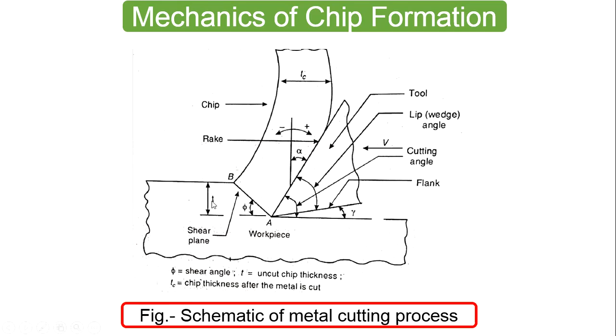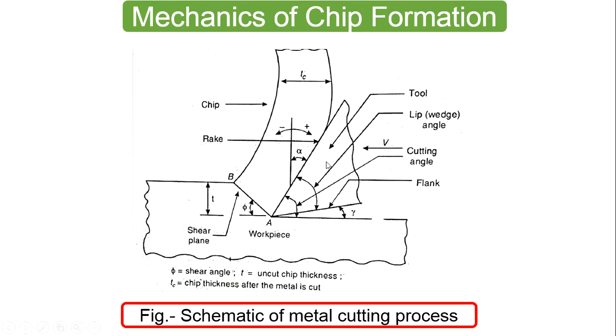Then this is the thickness of chip before cutting, then the thickness of chip after cutting. Okay, alpha is the rake angle of the tool. It is the angle between the rake surface and the normal to the tool rake surface. Okay, and gamma is shown here as the relief angle. Phi is the shear angle.